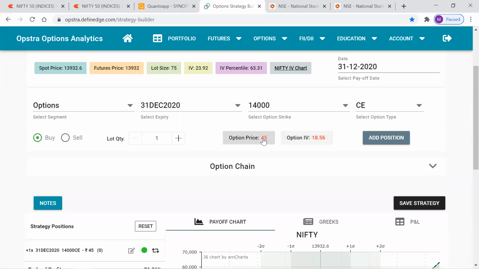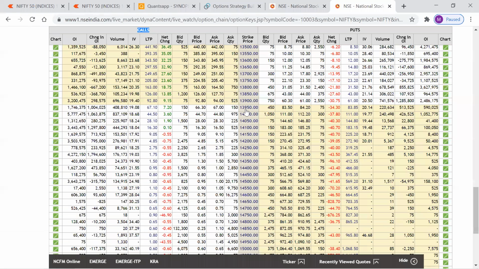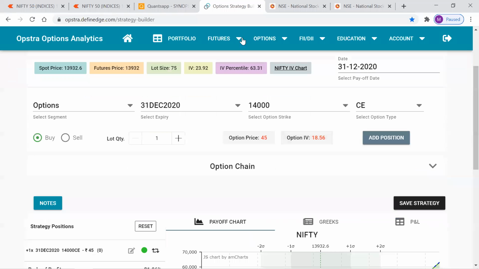Look at this option price. What is the option price? It's 45. Look at the table, it's saying 44.50, pretty close, right? So that's the premium you need to pay. 45 is the premium you need to pay.